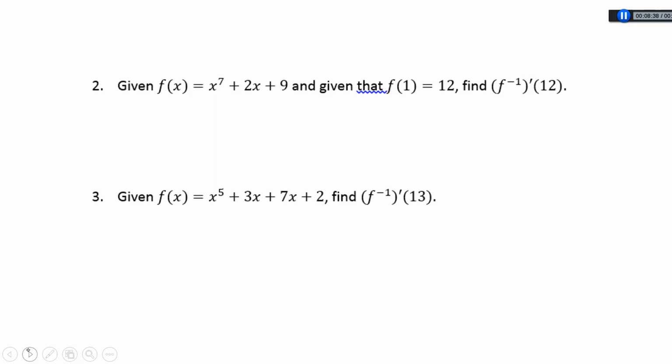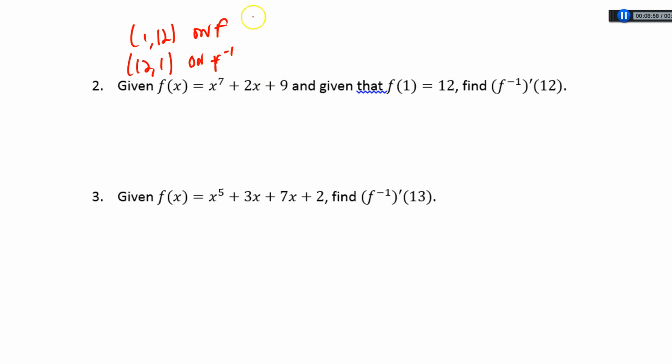So we're given a function here, and they tell us f of 1 equals 12. So that tells me 1, 12 is on f. So what's on the inverse? Probably getting the hang of this by now. 12, 1 is on f inverse. Okay, now we got to find some slopes. They want to know the derivative of the inverse function at 12. Well, that's the one I want because that's the x-coordinate on the inverse.